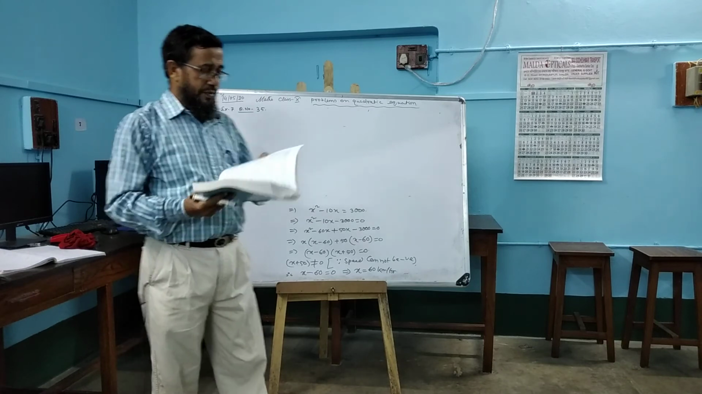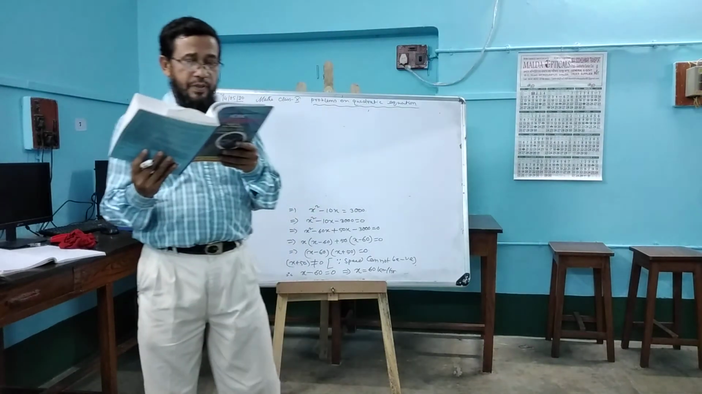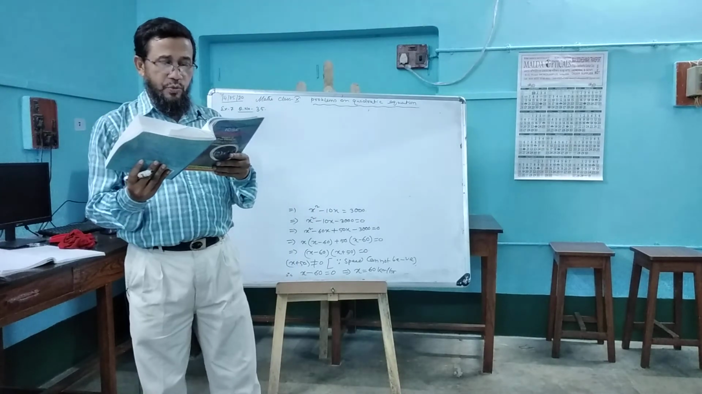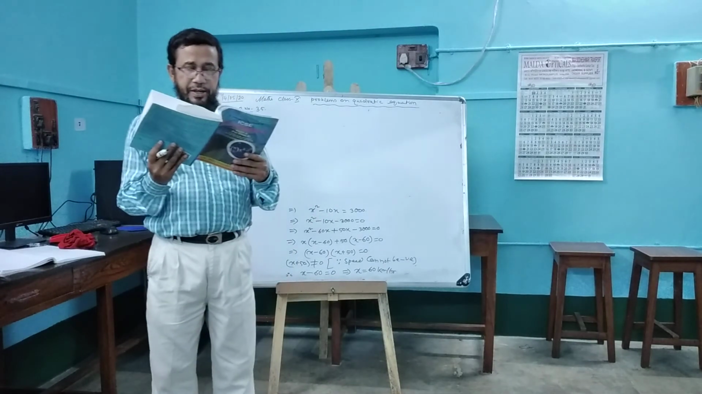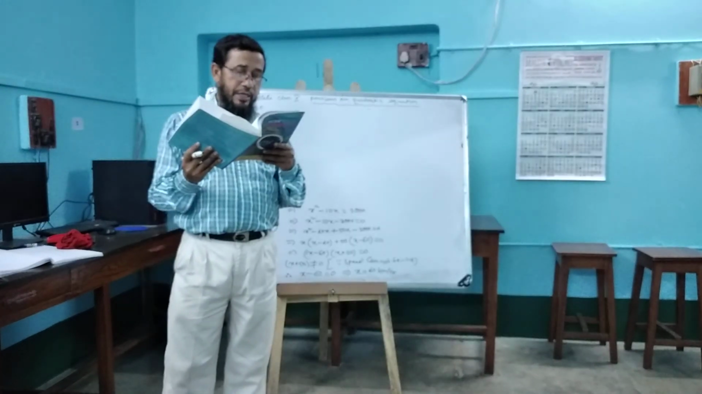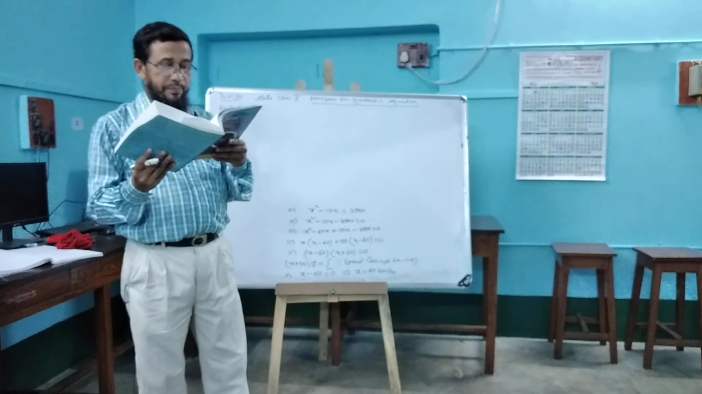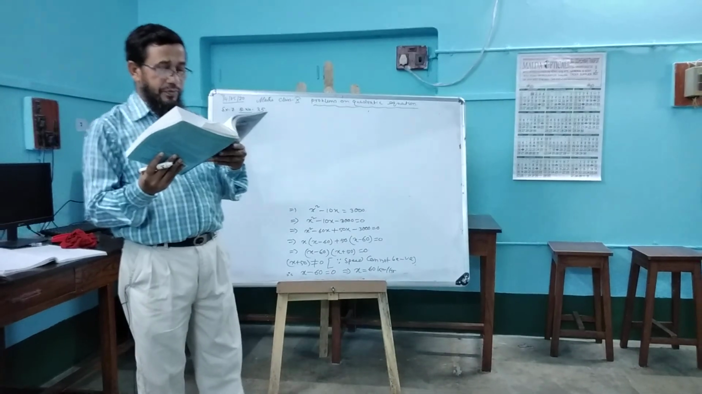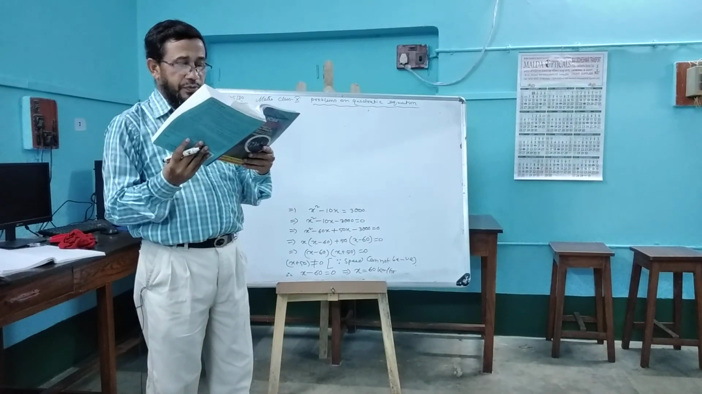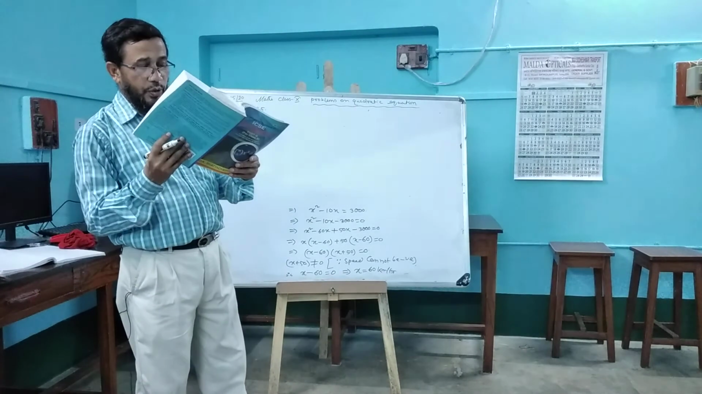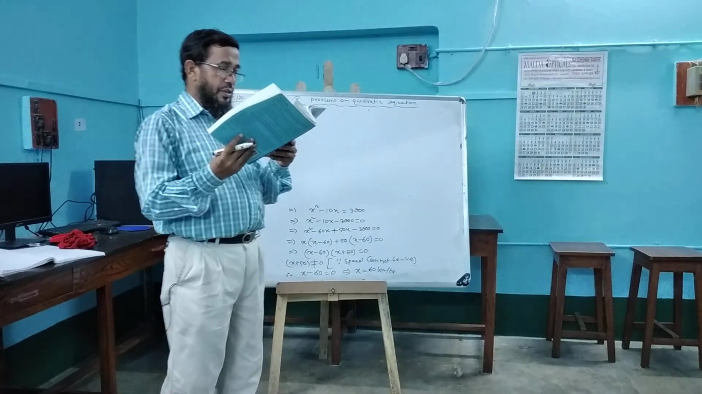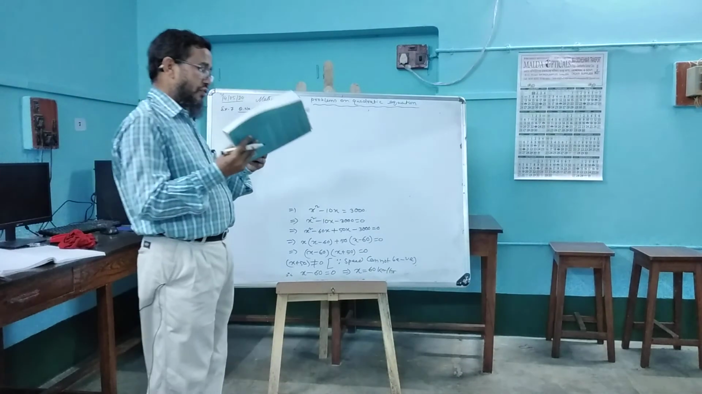In this question, first read the question carefully. A trader bought a number of articles for rupees 1200. 10 were damaged and he sold the rest at rupees 2 more than what he paid for it, getting a profit of rupees 60 on the whole transaction. Taking the number of articles he bought as x, form an equation and solve it.